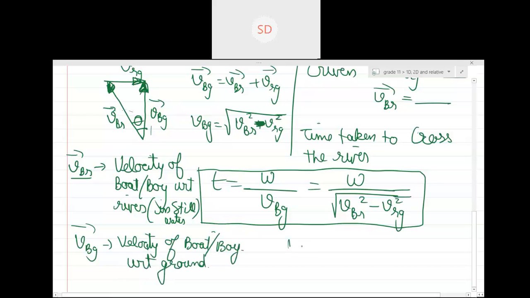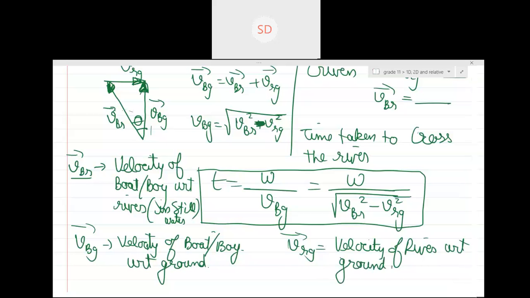And VRG is basically the velocity of the river with respect to ground. Clear, guys? So these are the two types of questions, and these are very important types for your school syllabus. I'll give you some questions based on the same concept, and we'll try to apply those concepts.